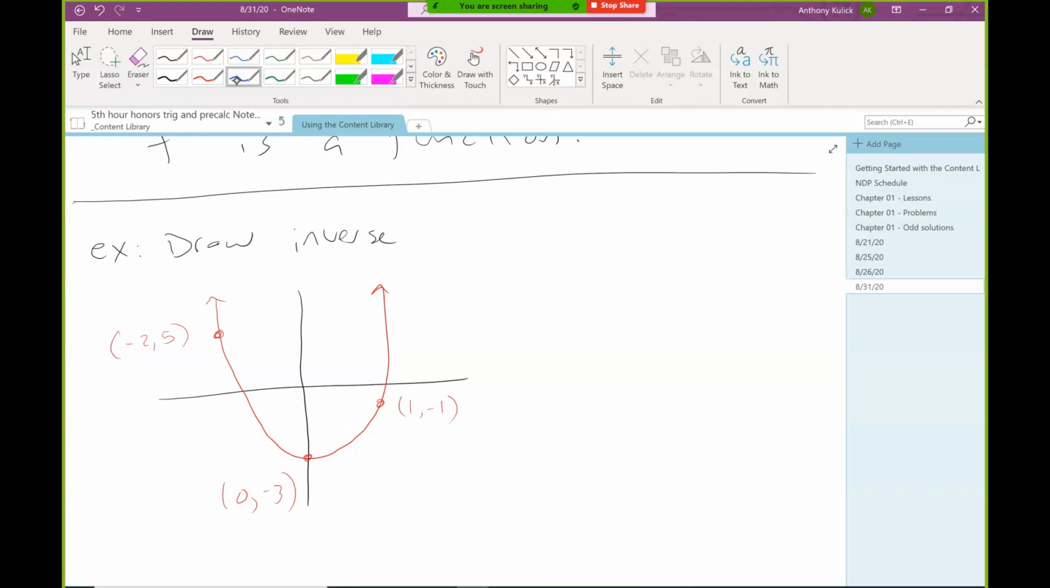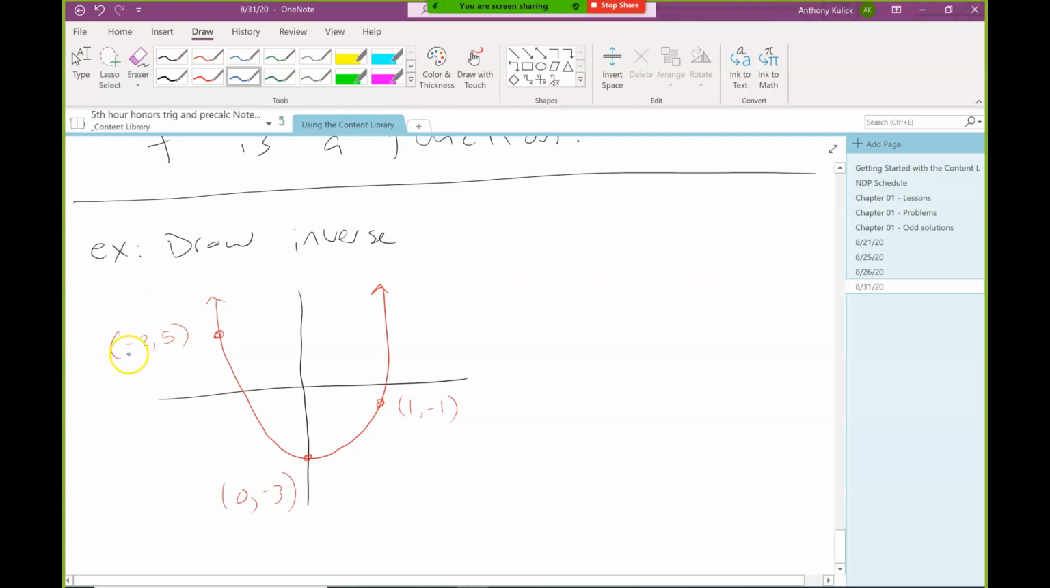So let's say you're given this graph. What I think is the easiest way to deal with this is I'm going to start by plotting. So we have 3 points labeled on our graph. I'm going to transpose or switch the x and y coordinates and plot those 3 points to start with.